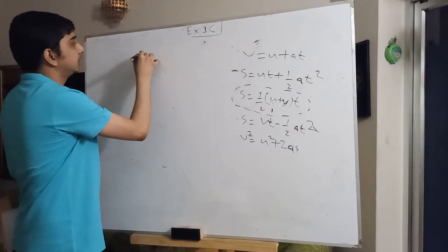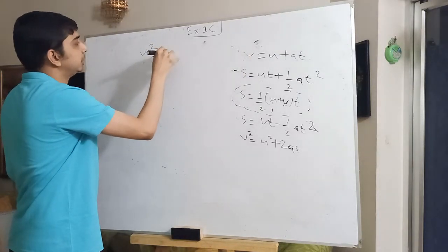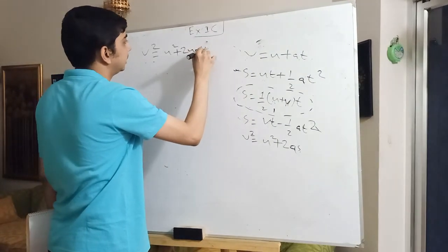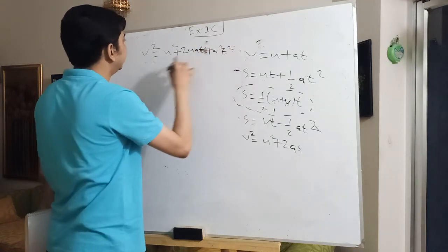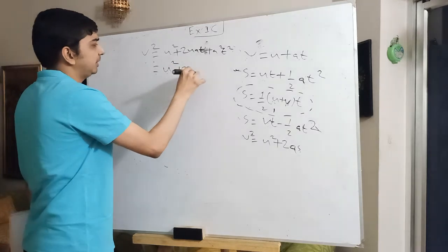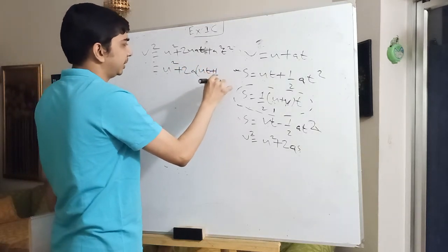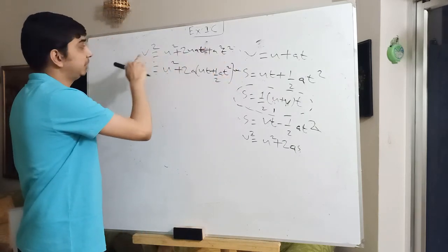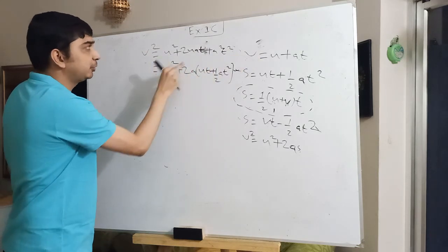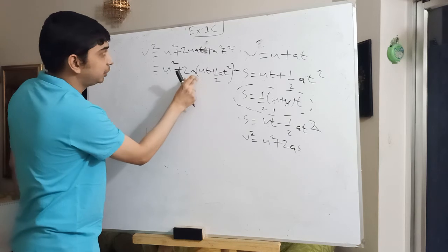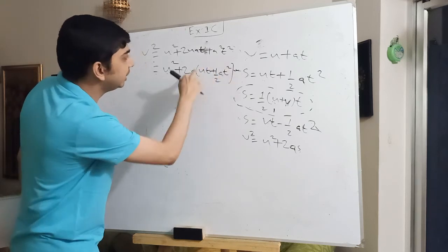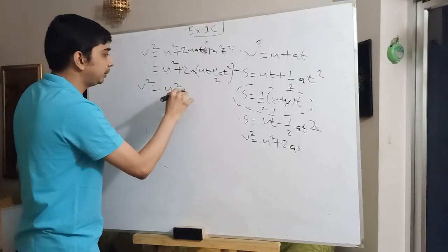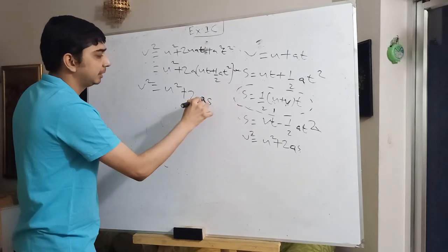Let me square this. v equals u plus at, so v squared is equal to u squared plus 2uat plus a squared t squared. I am just squaring this. Now u squared is there, and from the rest I am taking 2a common. If I take 2a common, I get ut plus half at squared inside the bracket. This is equal to s, which we have already derived. So v squared is equal to u squared plus 2as.